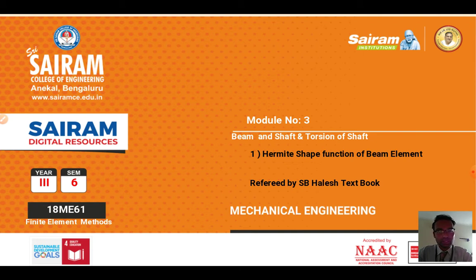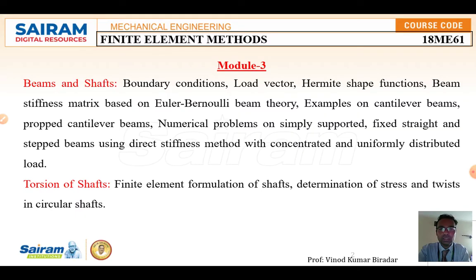It is also called the interpolation function, and it is denoted by capital H1, H2, H3, H4. If a single element is there, the shape function present on that particular element is H1, H2, H3, H4. This is the equation I am going to derive in today's class: the Hermite shape function for the given beam element. It states that the transverse displacement and the slope are continuous over the given beam element, and it is denoted by H1, H2, H3, H4 for a 1D element.